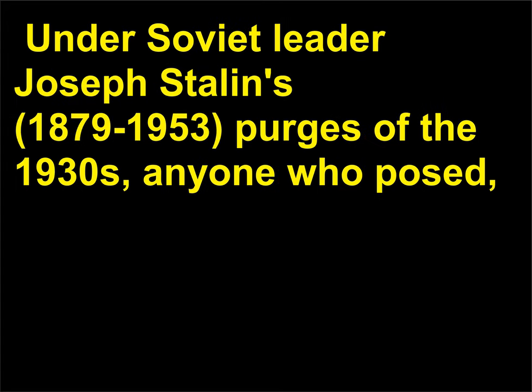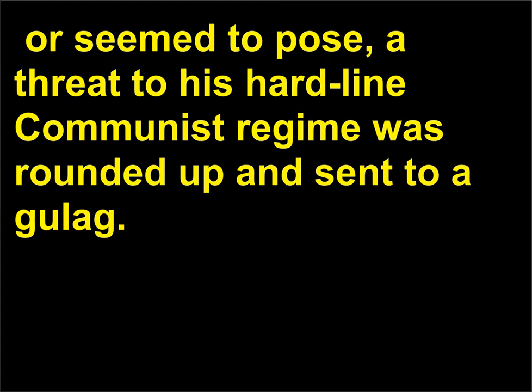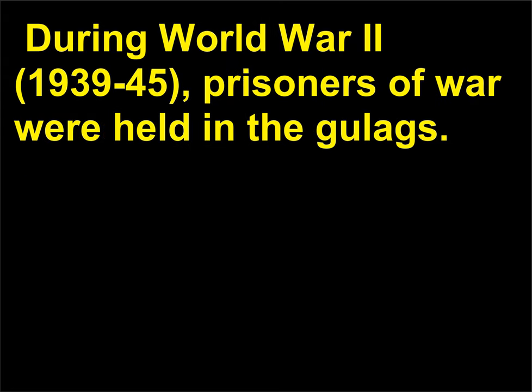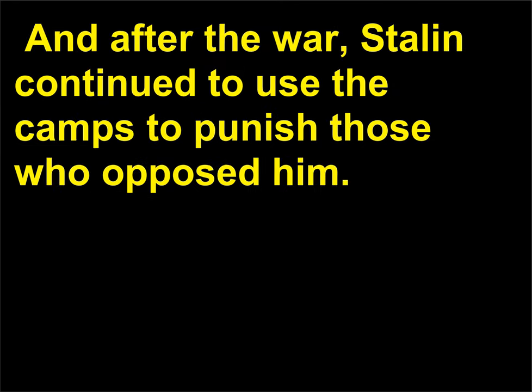Under Soviet leader Joseph Stalin's (1879-1953) purges of the 1930s, anyone who posed or seemed to pose a threat to his hard-line communist regime was rounded up and sent to a gulag. During World War II (1939-45), prisoners of war were held in the gulags. And after the war, Stalin continued to use the camps to punish those who opposed him.